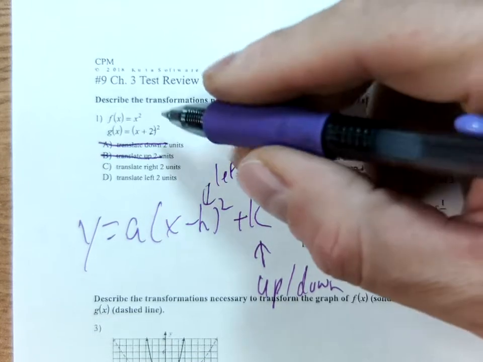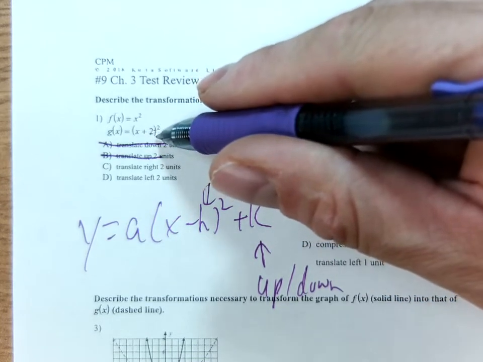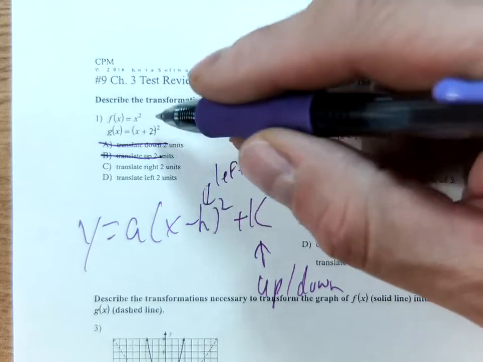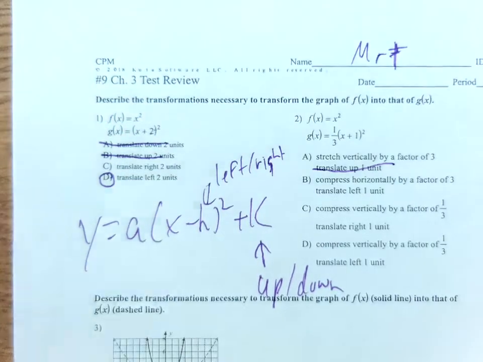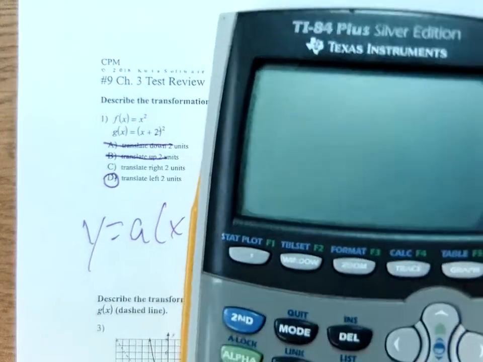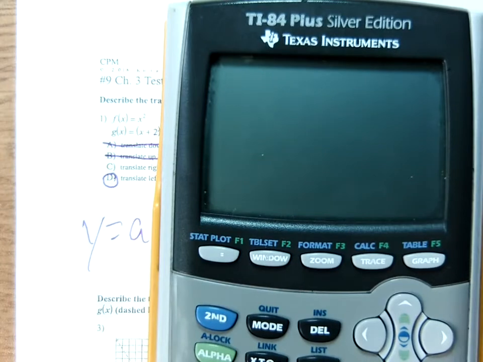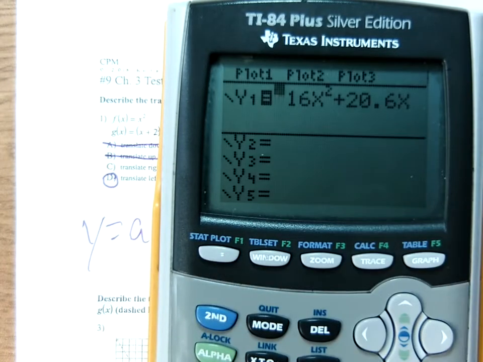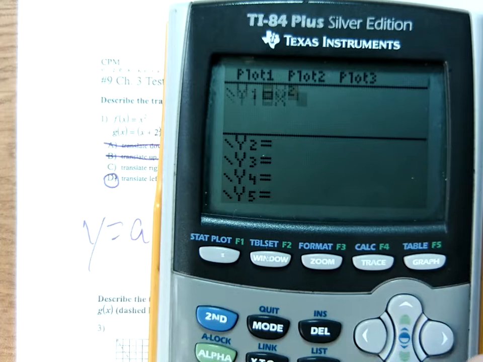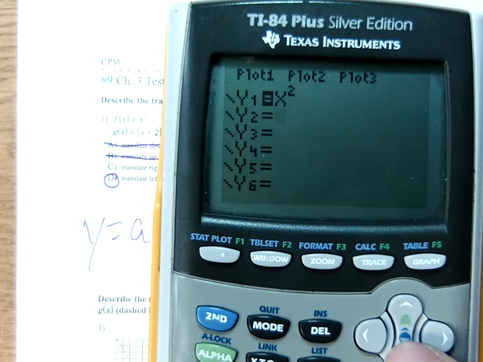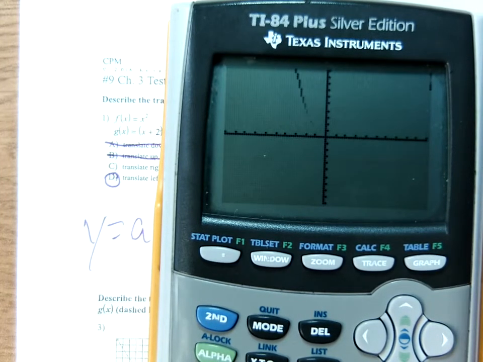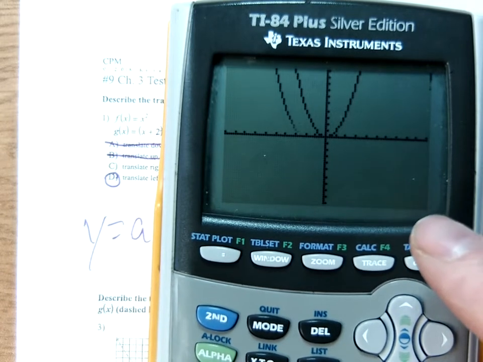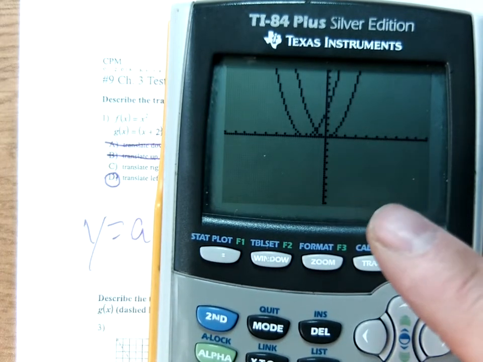We have to say, is this left 2 or right 2? Well, it says x minus h, so it's the opposite of the number here. Because that's plus 2, it's going to be left 2. Option D. Now, if you're a little bit lost here, I'm letting you use a graphing calculator this time around. Turn it on and type in x squared as your first function, and as your second function, quantity x plus 2 squared. Look at these two and ask how they are different. There's x squared, and there's x plus 2 squared. X plus 2 is left 2 from x squared.